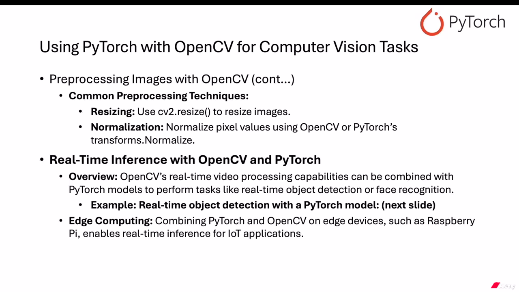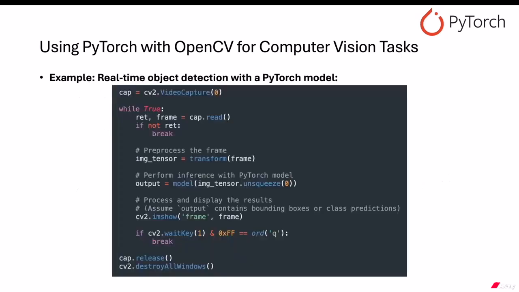Real-time inference with OpenCV and PyTorch. OpenCV's real-time video processing capabilities can be combined with PyTorch's models to perform tasks like real-world, real-time object detection or face recognition. Example is on the next slide, but before that, edge computing: combining PyTorch and OpenCV on edge devices such as Raspberry Pi enables real-time inference for IoT applications. Let's look at an example.